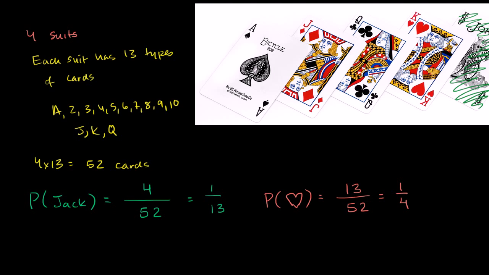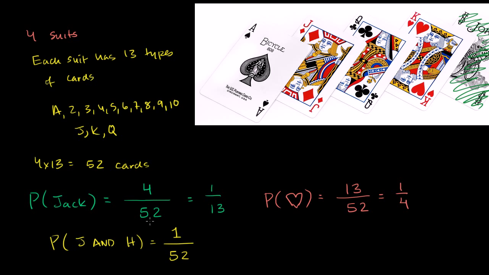Now let's do something that's maybe a little obvious. What's the probability that I pick something that is a jack and it is a heart? If you're reasonably familiar with cards, you'll know that there's only one card that is both a jack and a heart. It is literally the jack of hearts. So we're asking, what is the probability that we pick that exact card? There's only one card that meets this criteria, and there are 52 possible cards. So there's a 1 in 52 chance that I pick the jack of hearts.